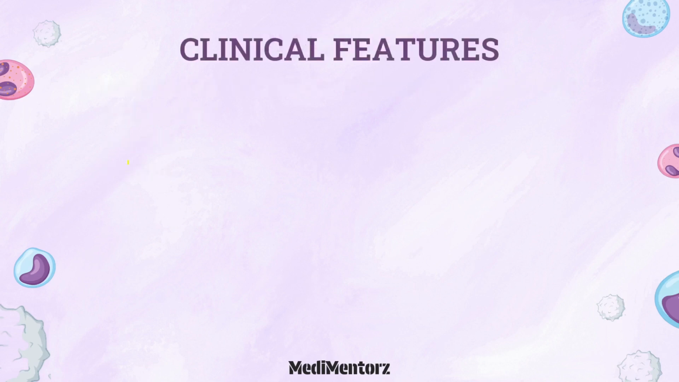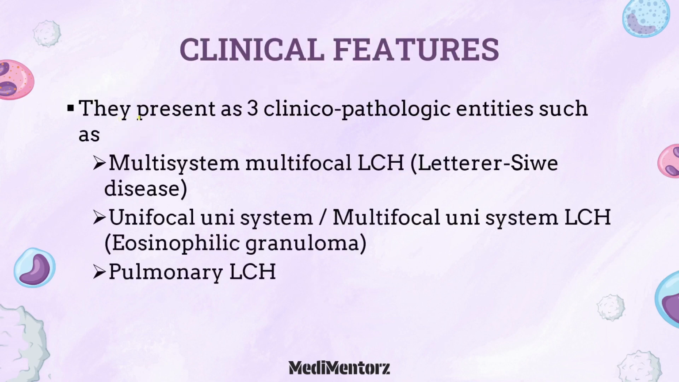Next, the diagnosis of Langerhans cell histiocytosis can be done by immunohistochemistry markers, which include HLA-DR, S100, and CD1a. Next, the clinical features of Langerhans cell histiocytosis. It may present as three clinicopathological entities: the multisystem multifocal Langerhans cell histiocytosis, otherwise called Letterer-Siwe disease, the unifocal unisystem or the multifocal unisystem Langerhans cell histiocytosis, otherwise called eosinophilic granuloma, and pulmonary Langerhans cell histiocytosis.